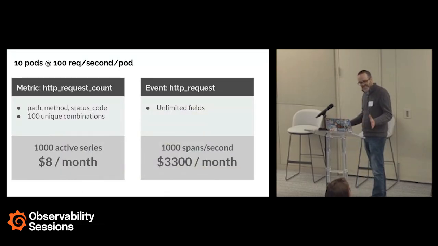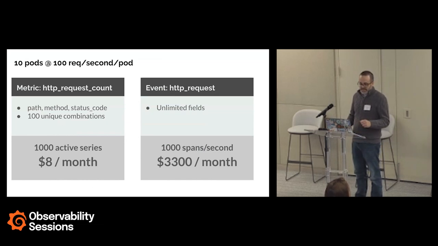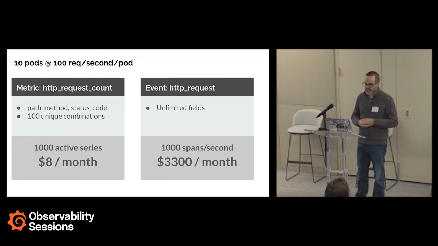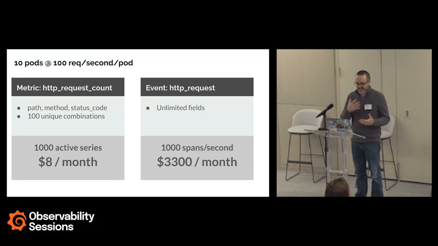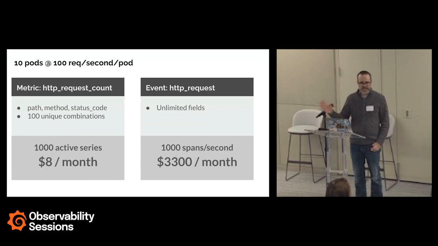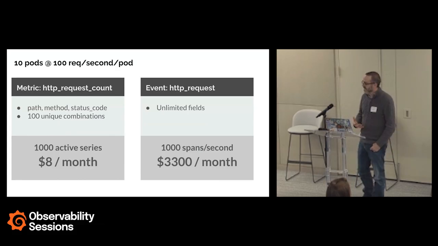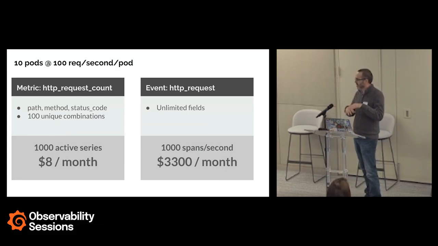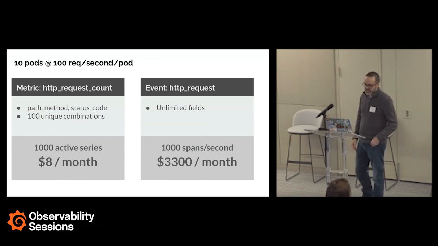Just as an example, on the left we have a metric. We're going to talk about an artificial case here where we're measuring HTTP requests for a particular microservice. Let's say we've got 10 pods. They're getting about 100 requests per second, so a total of 1,000 requests per second over the 10 pods. The things we care about: path, method, status code, stuff that you think about for an HTTP request. If you combine all those labels, you get, let's just say, 100 unique combinations in practice of actual label combinations.